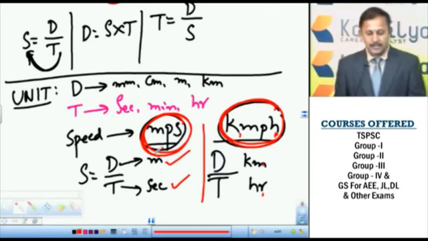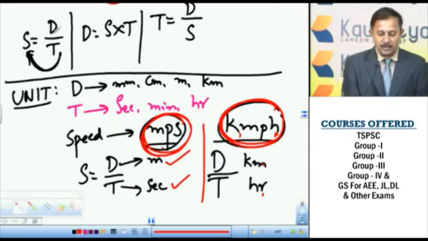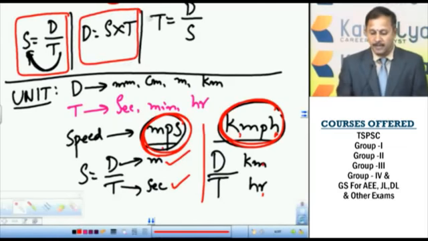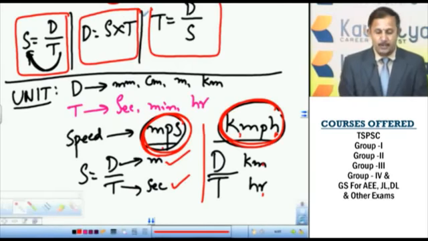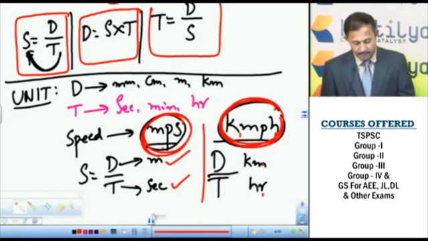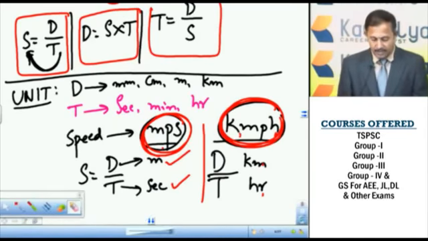So once again I recollect it. What is the formula for speed of the vehicle? Distance by time. Distance formula: speed into time. Time period formula: distance by speed. Next, what are the units available to measure speed? The first one is kilometer per hour and the other one is meter per second, right?